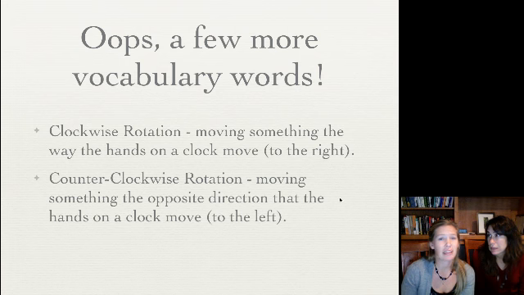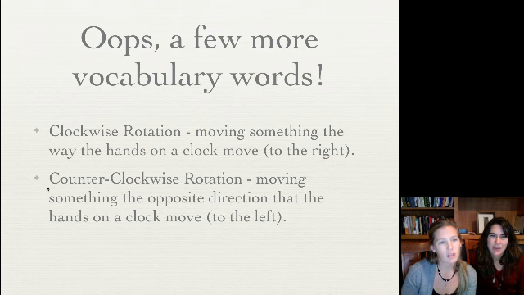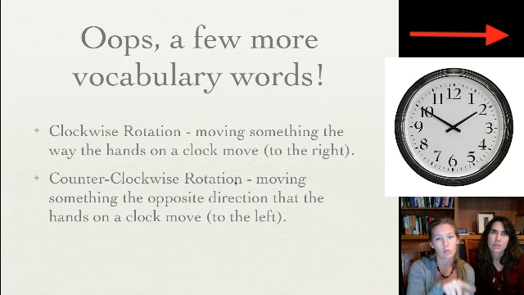Here's a few quick vocab words for you. If you write down clockwise and counterclockwise, and then draw a little arrow to help you remember which direction that means. Clockwise just means you're going the direction that the hands on the clock move. So you are moving to the right.